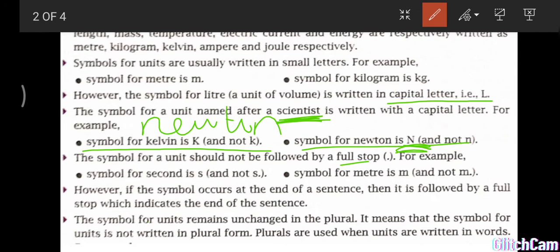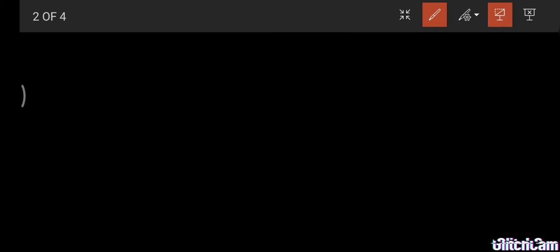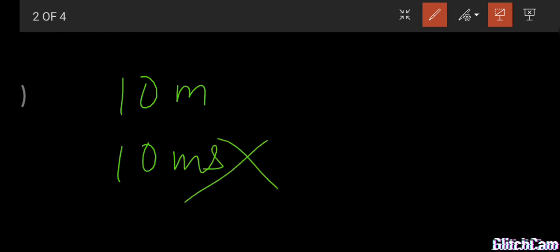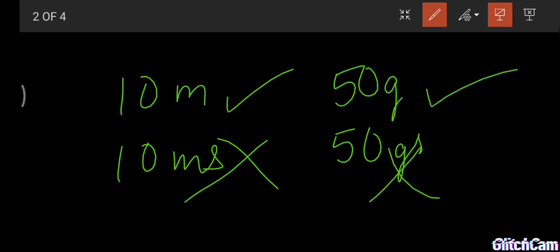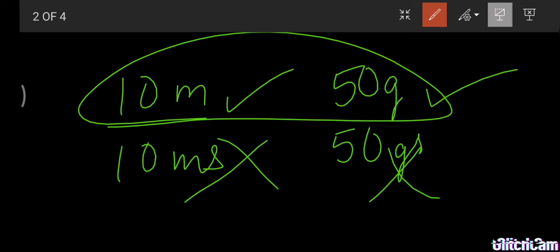For example, 50 metre or 10 metre: write 10 m. Don't use 10 meters; that is the wrong thing. Like that, 50 g is also correct. If you write 50 grams, this is wrong. So whether singular or plural, there is no change in the SI unit. This is important.